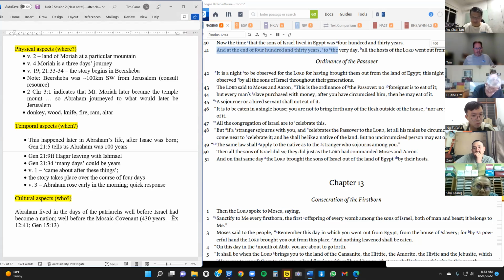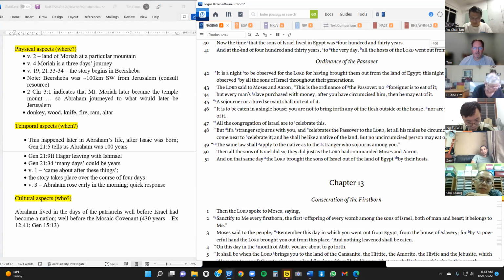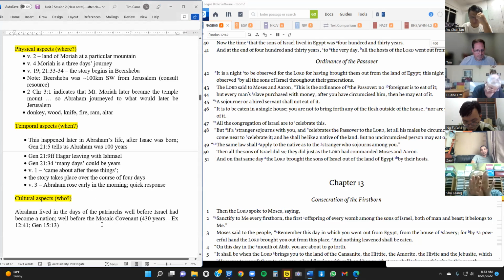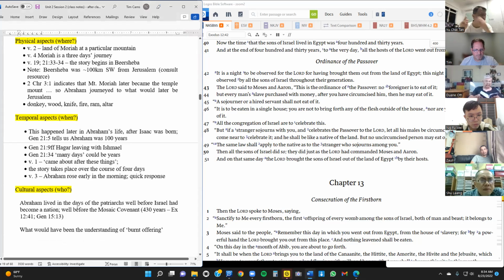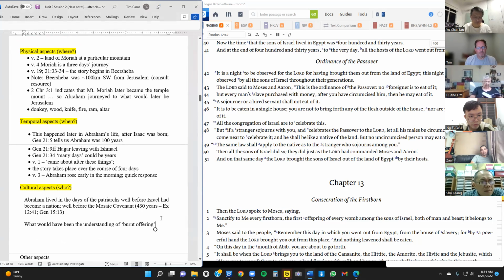Well, of course, Abraham, when he was told that in Genesis 15, was at a younger point in time. So in any case, this is well before the time of the Exodus. So we're in a very different culture. That's something to keep in mind. You'd want to understand, and we talked about this, what would have been the understanding of burnt offerings at this point in time. We have to be careful we don't presume that it would be the same as when the law was given. That's a cultural aspect we would want to try to understand.